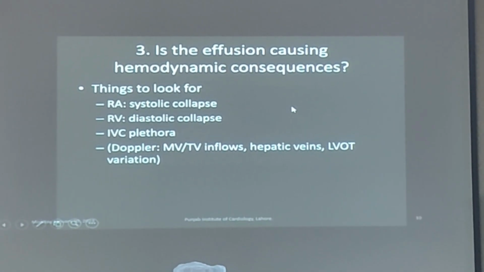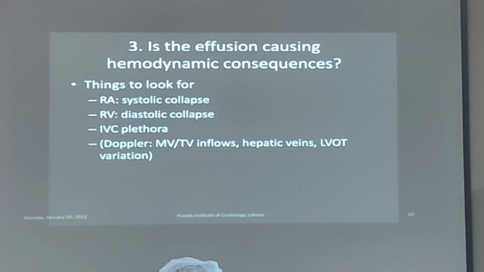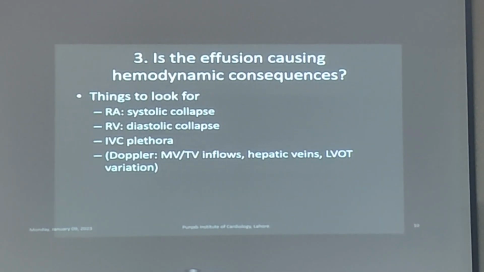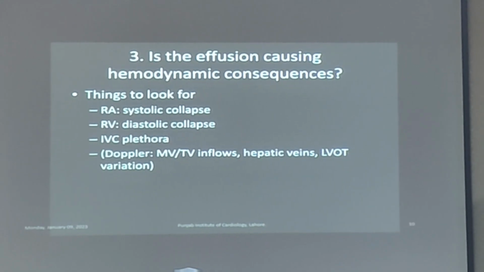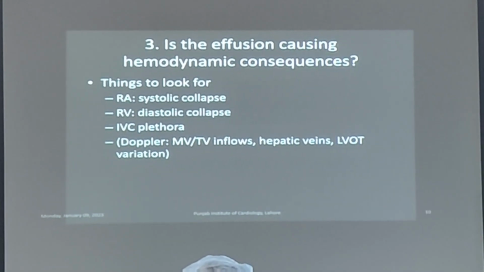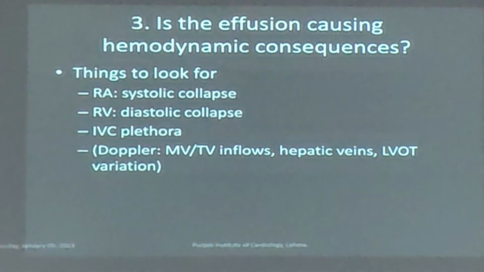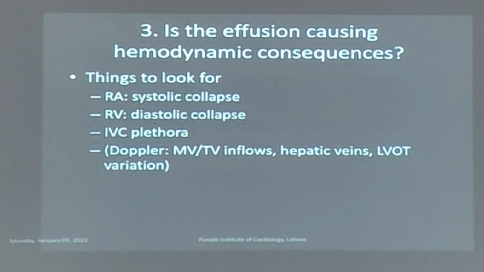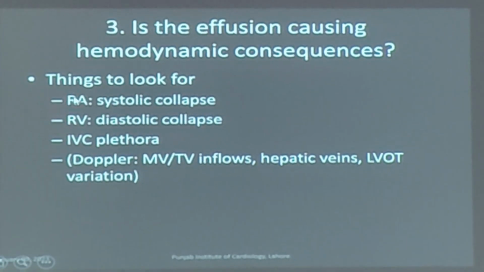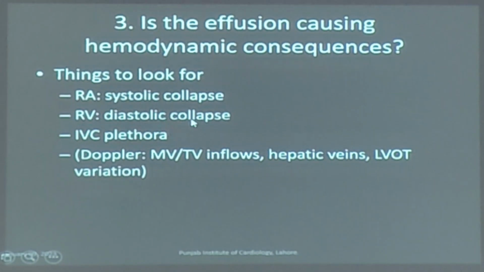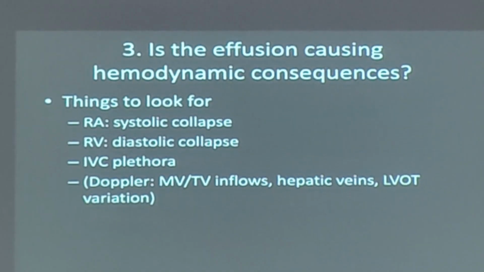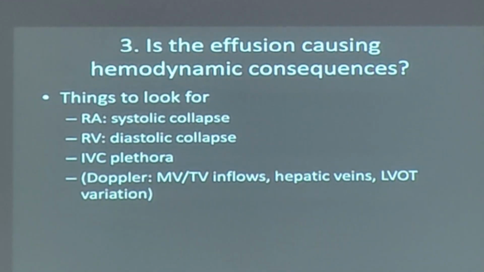We should also look for the hemodynamic consequences: if an effusion is present, is it causing any hemodynamic instability in the patient or not? Because this is important for deciding what we should do for the patient. Should we place a drain? Should we place a pericardial drain? Should we remove it or not? So we should look for the hemodynamic consequences of the effusion, then we will decide. Things to look for are RA systolic collapse, RV diastolic collapse, and IVC plethora. These three things should be looked for to decide the hemodynamic consequences of the patient having pericardial effusion.